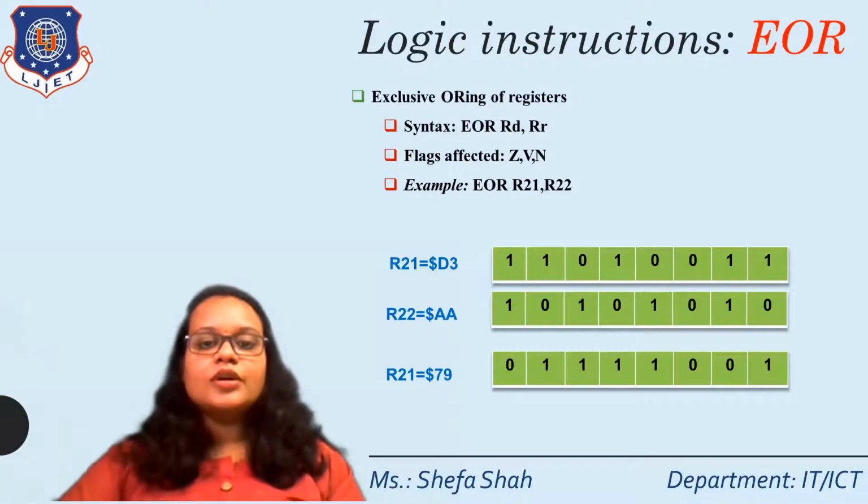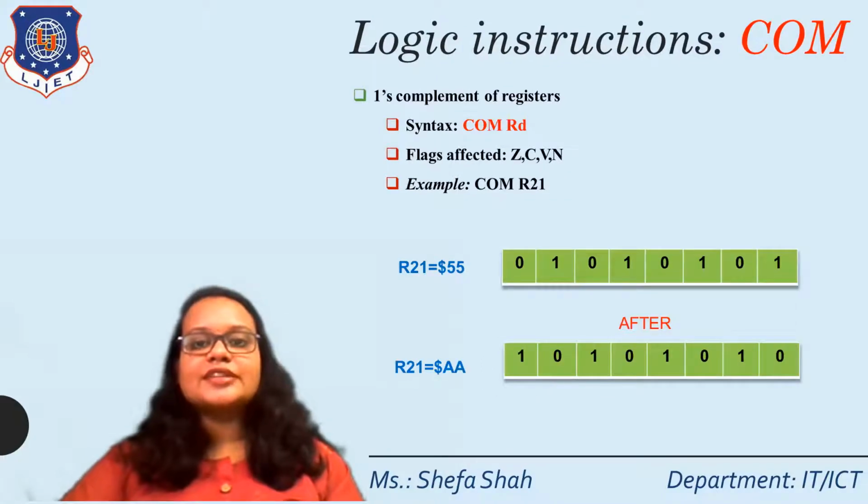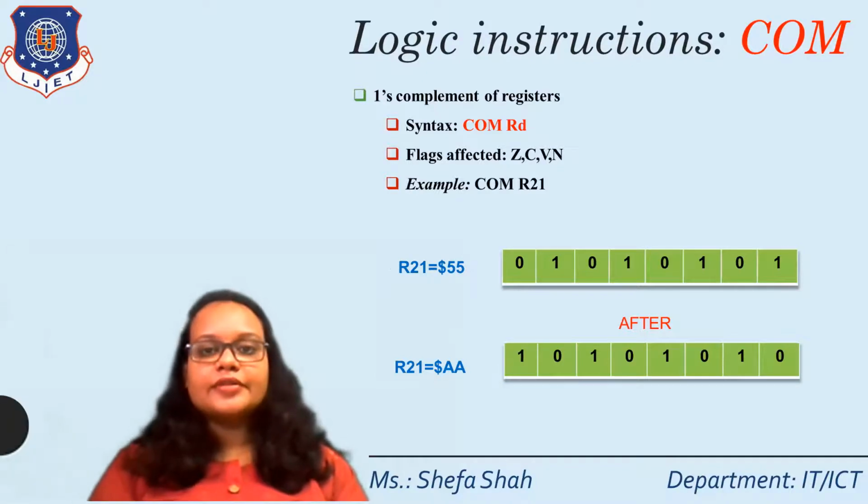Now the next logical instruction is COM. What does COM do? COM means complement. Let's take the syntax, COM Rd. It is a one register instruction. Clear? It will do the one's complement of the data in the register. The flags affected are Z, C, V and N. An example is COM R21.